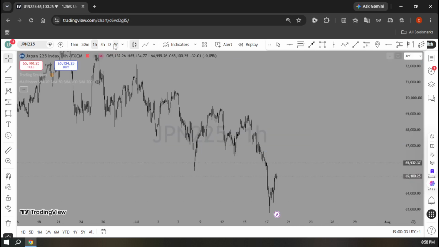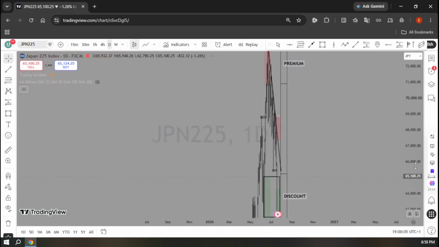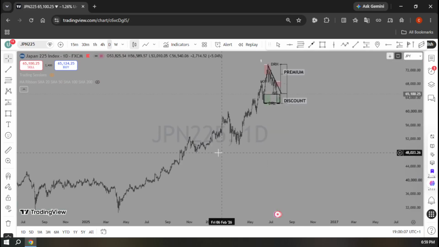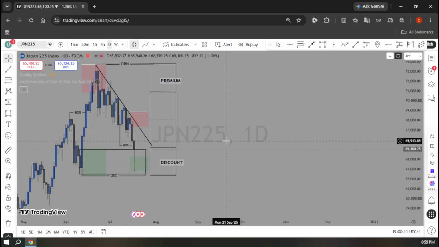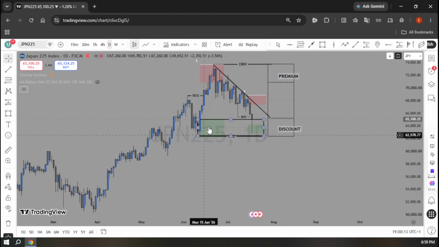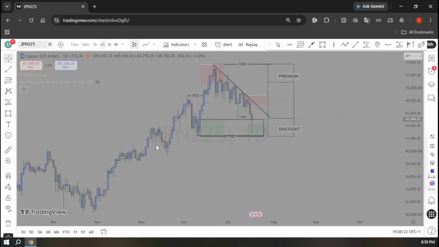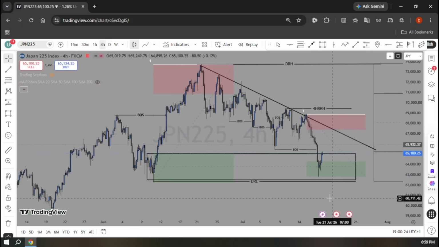Okay, we have JPN 225, and I think I already have an analysis on it with a clearly defined daily range. This is my daily trading range, and this is premium pricing, and this is discount pricing with our break of structure. Going to the 4 hour time frame, this is my current daily trading range, and I have a break of structure, and price is currently inside here.